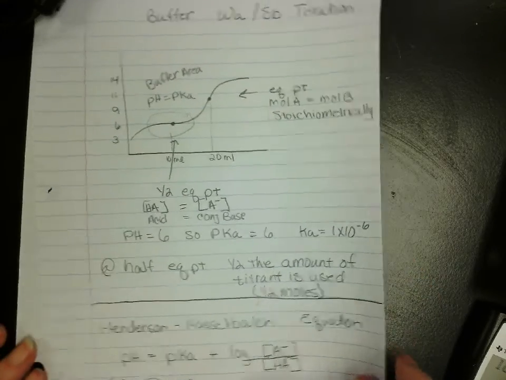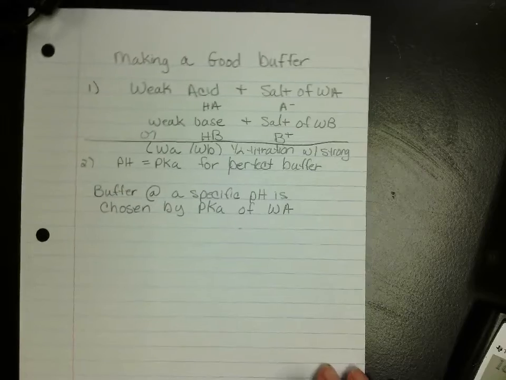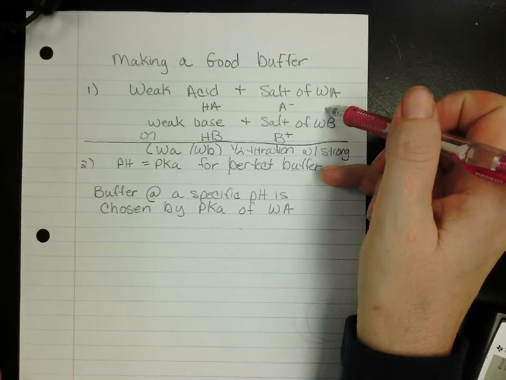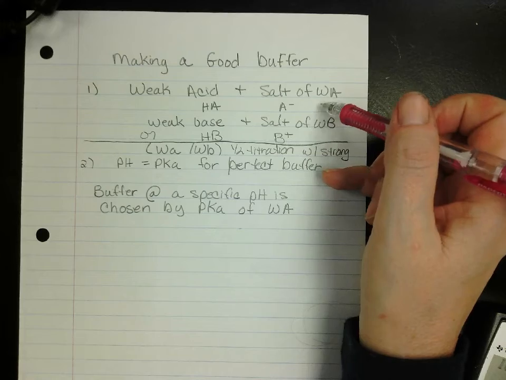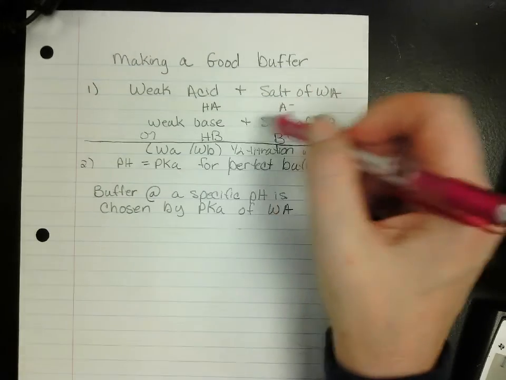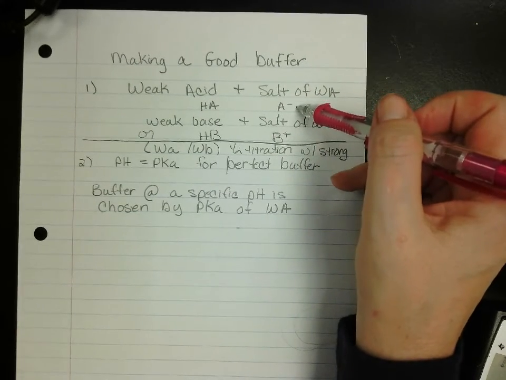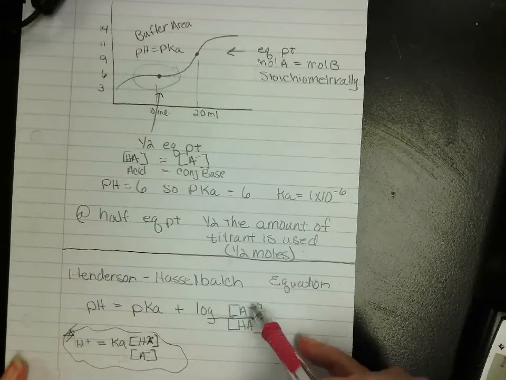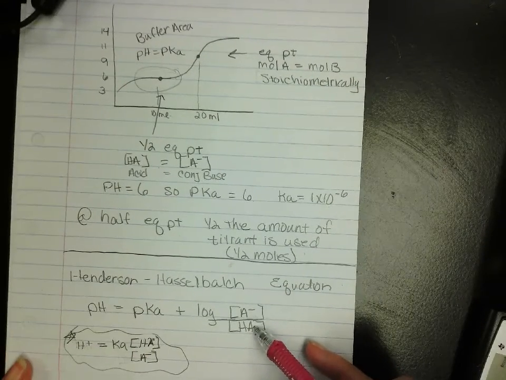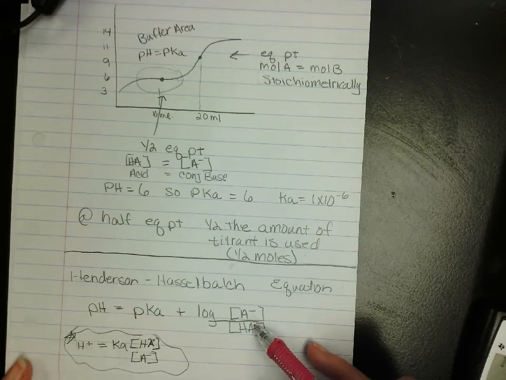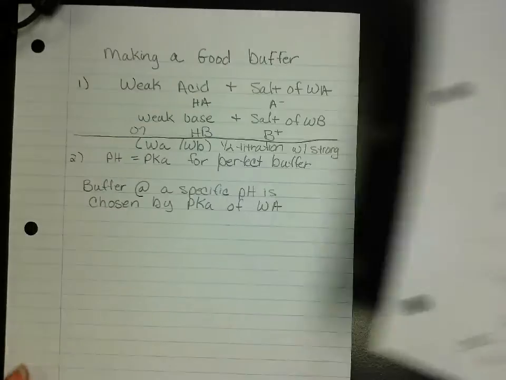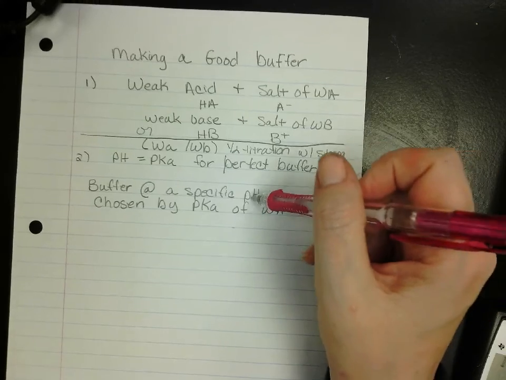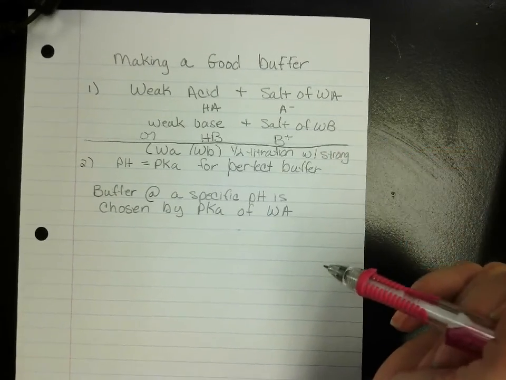And so how do we make that perfect buffer solution? Well, we need that weak acid, and a salt of a weak acid is usually how they make it. I can titrate with an acid to get to this point, but they usually use this because then we can use our equation and we can know the concentration of our species to get our perfect pH. Okay? Buffers at a specific pH is chosen by the pKa of the weak acid.